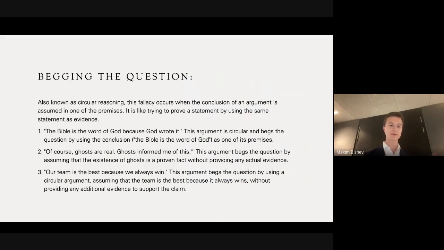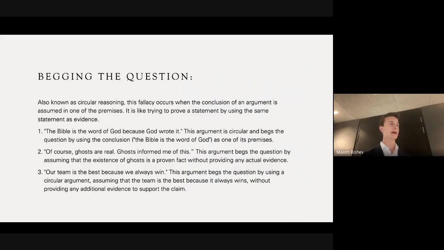The Bible is the word of God because God wrote it. Ghosts are real. I know this because ghosts told me that they're real. Our team is the best because we always win. This is also equivocation because best and always win is kind of the same thing. So you are saying we're the best because we're the best. All right, does everybody get begging the question?